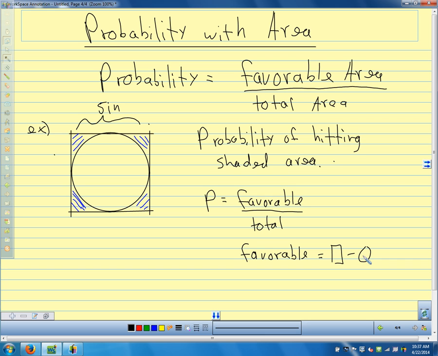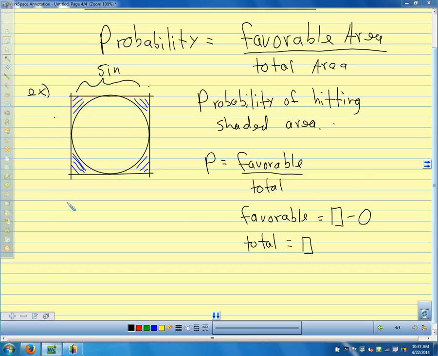And the total area, we're tossing our dart into the square. The total is just the area of the square. So let's find these areas. So our favorable is the area of the square. What's the area of the square? What, 5 times 5? 5 times 5 is 25 square inches.